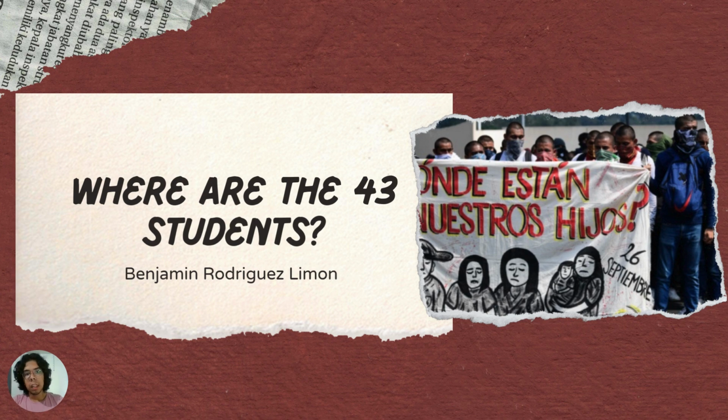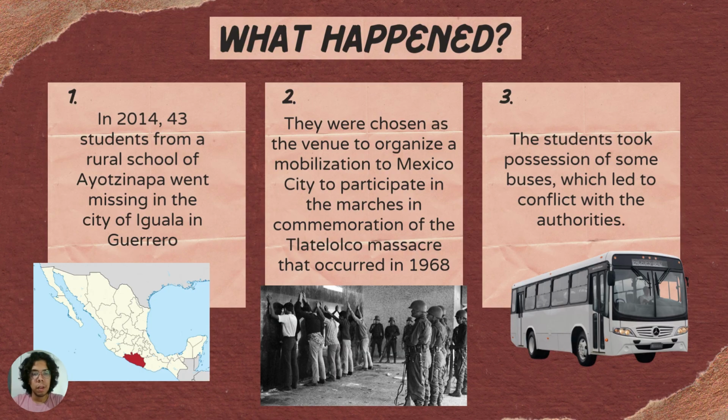Hello, my name is Benjamin, and I'm going to talk about the case of the 43 missing students in Ayotzinapa, Guerrero. And I'm also going to make connections between corruption and the SDGs relating to this case. But first, I've got to give you the information about what happened.